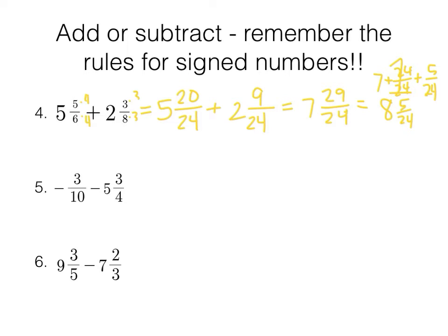All right, so the next one. So again, we need a common denominator. So I'm going to take a look at this. I'm going to say, well, let's see. We have tenths and fourths, so 4 does not go into 10. Next multiple of 10 is 20. 4 does go into 20. And there you have your common denominator. So remember, move that negative sign to the top.